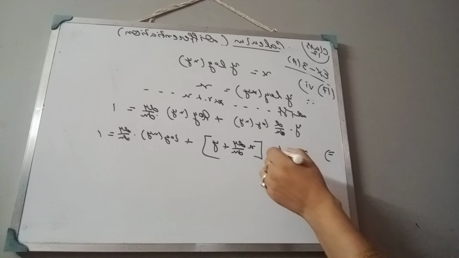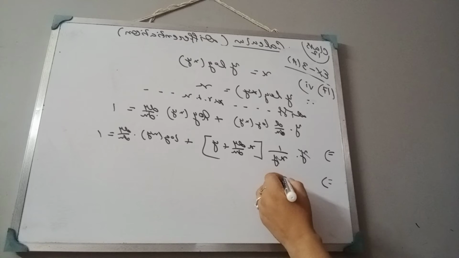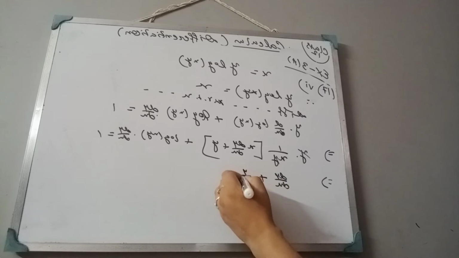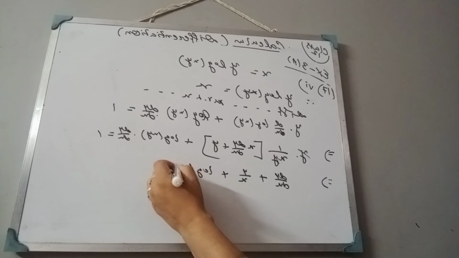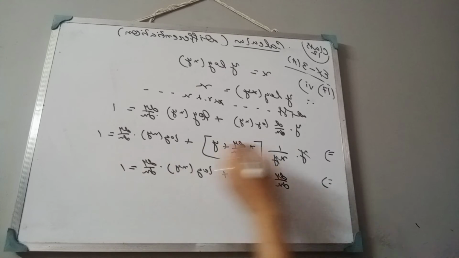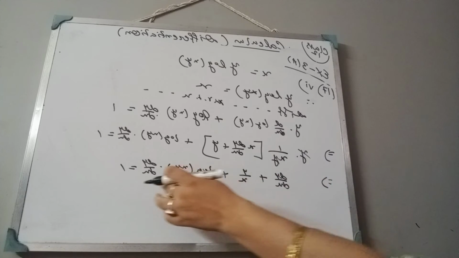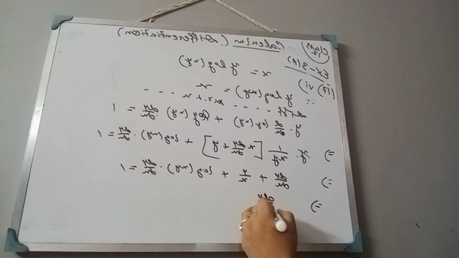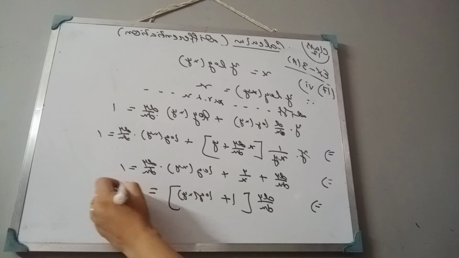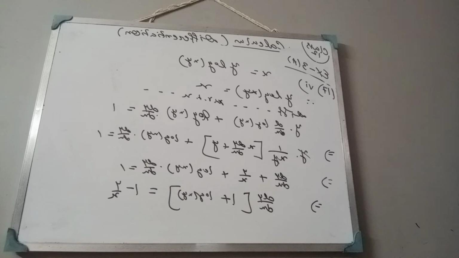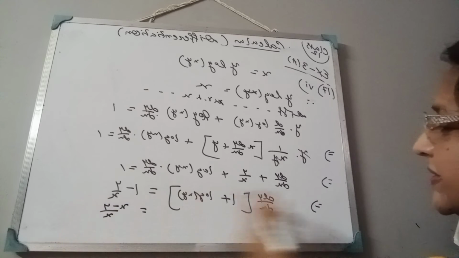Now y will be cancelled from both the sides, and first x will also be cancelled. So we will get dy/dx plus y by x, plus log xy dy/dx is equal to 1. Now take common dy/dx. This term is here and here also it is there. So just take common dy/dx. What we will get? (1 plus log xy) dy/dx is equal to 1 minus y by x, which means x minus y by x.